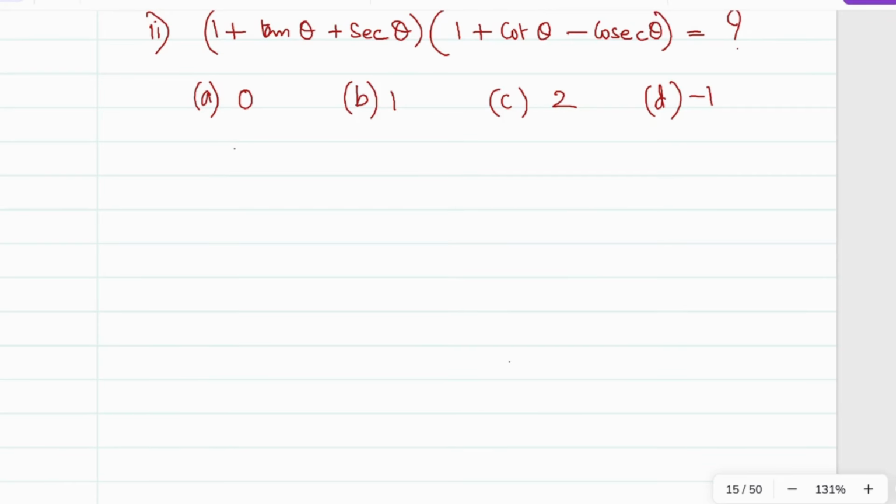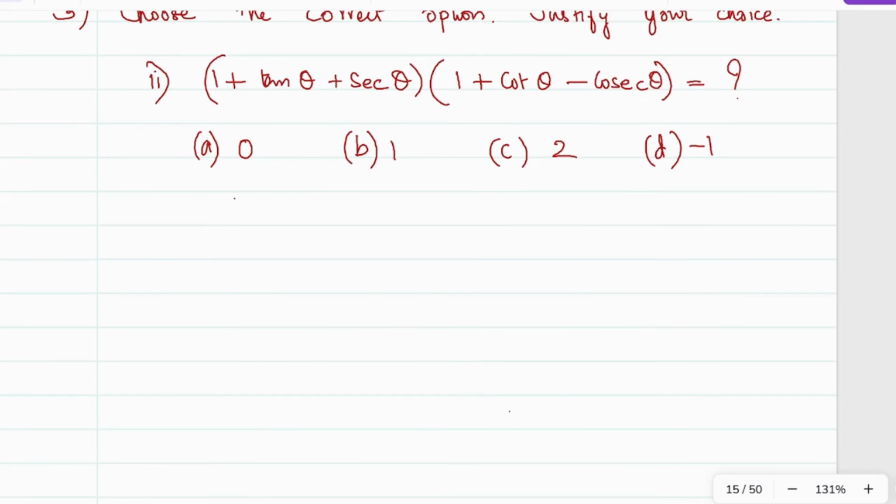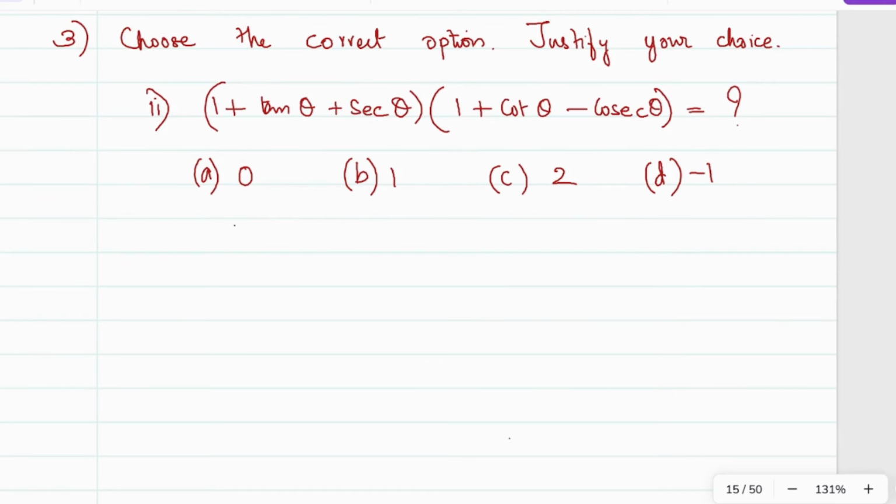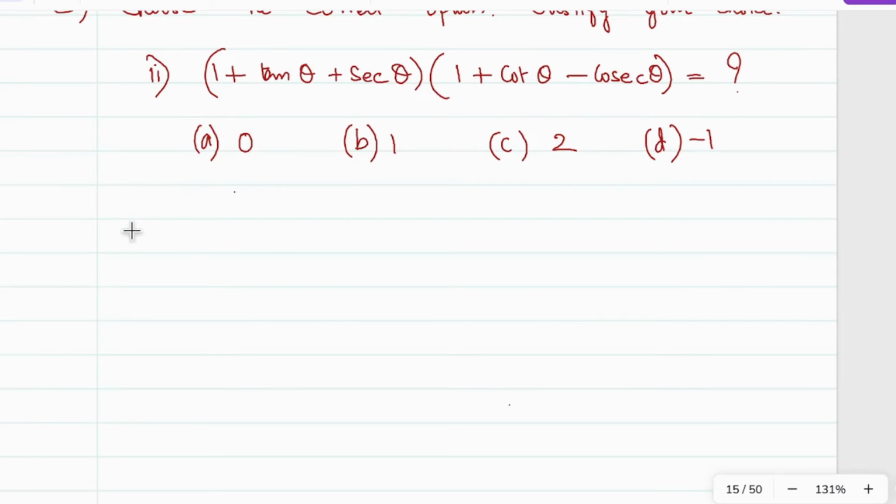Now let's solve question number 3. From question number 3, we are going to solve the second one among those. That is 1 plus tan theta plus sec theta into 1 plus cot theta minus cosec theta. That value we need to find out here. So how to find this one? So let me repeat the question.